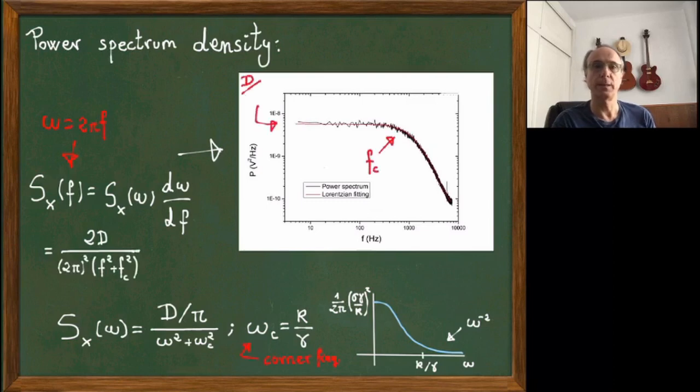And this is the corner. So from this data, and this is what you are going to do with real data, you can get from the corner frequency kappa and gamma. From here, you can get D. So you can get a lot of information on the Brownian motion for optical tweezers using this power spectrum density.